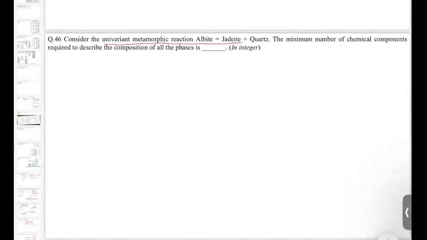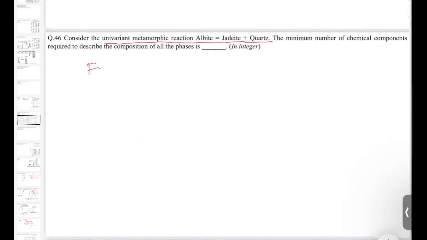Okay. The next question says you have to consider the univariant metamorphic reaction, that is albite equals jadeite plus quartz. It has given you a couple of things in a single line. The first thing is univariant, which means the degree of freedom is equal to 1. The second thing is the number of phases. What is the number of phases here? Sir, 3. Yes, because there are 3 minerals: albite, jadeite, and quartz. So this should be equal to 3.